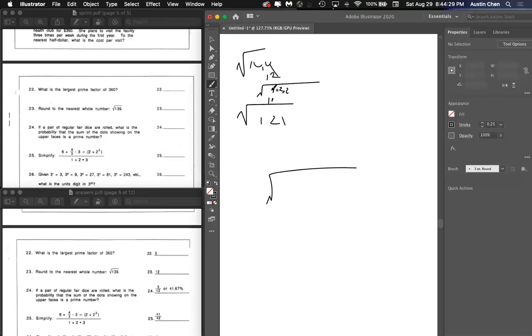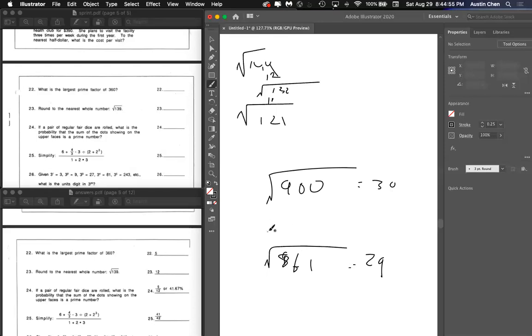Okay, I don't know. Should I even explain this, or I don't know. Okay, whatever. If we have the square root of 900 and the square root of 841, so this is equal to 30, and this is equal to 29.